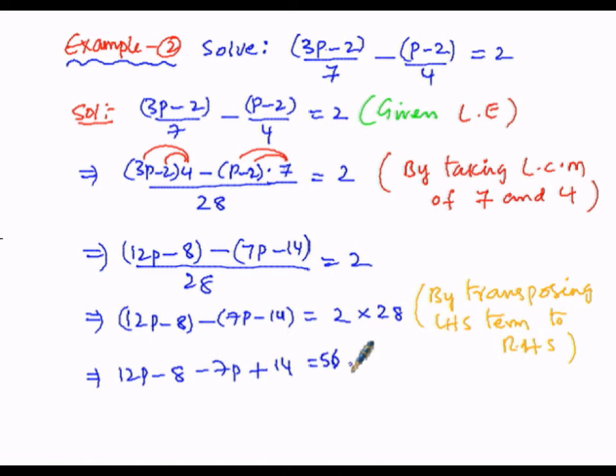Now I want to group the like terms. p and p, these two are like terms: 12p and then minus 7p together, then the constants minus 8 and plus 14 together, equals 56. I got this logical step by grouping the like terms.